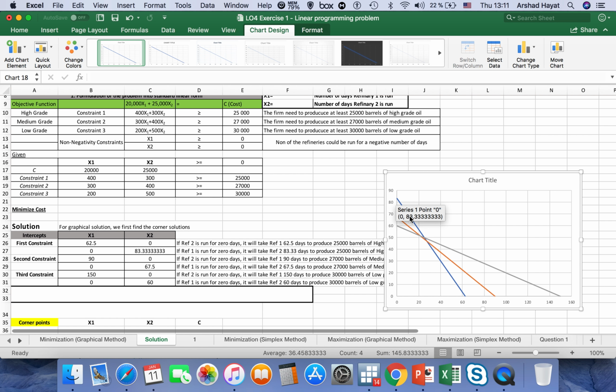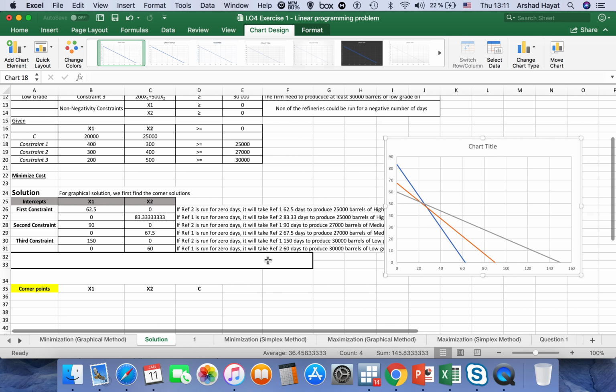We need to produce while complying with the outer lines, which is this line and this line. So we can minimize our cost and still comply with these constraints that were given, and we can still produce. And that area where we can produce is this area. So this is the area where we can produce. This is called the feasible area or feasible region.